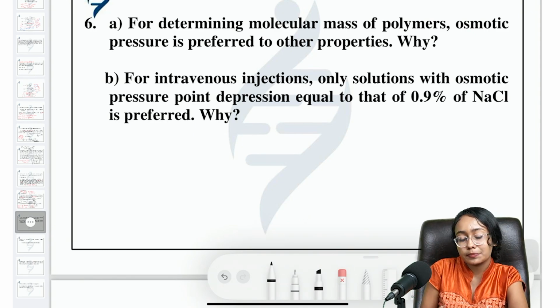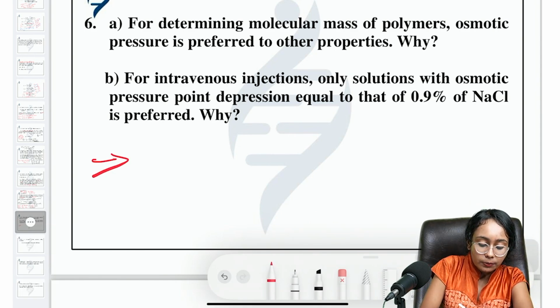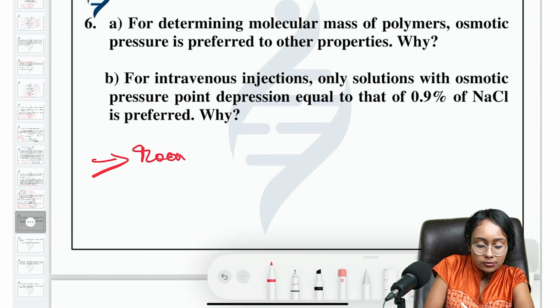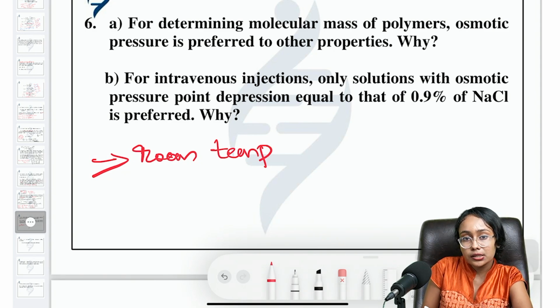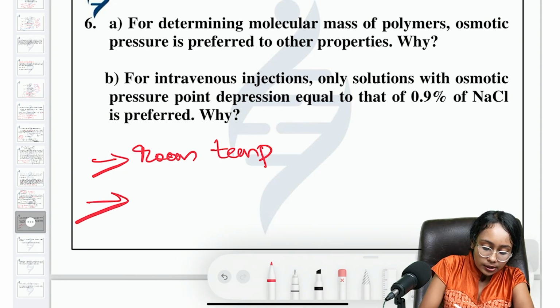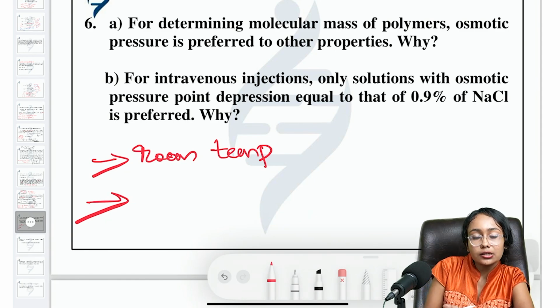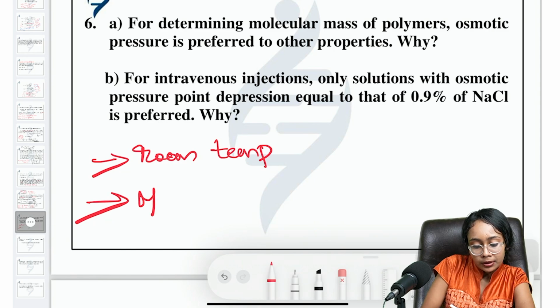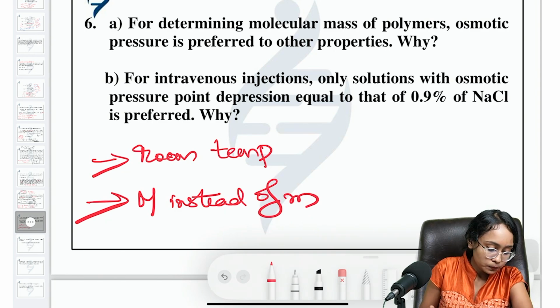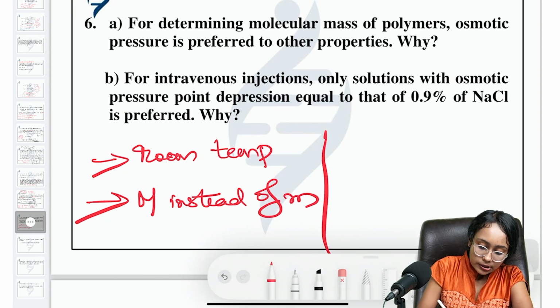Sixth question, for determining molecular mass of polymers, osmotic pressure is preferred to other properties. Why is osmotic pressure preferred? There are two reasons for that. First of all, in osmotic pressure, we measure the pressure at room temperature. The second reason is that instead of molality, small m, molarity, capital M, is used. These are the answers for the first question.